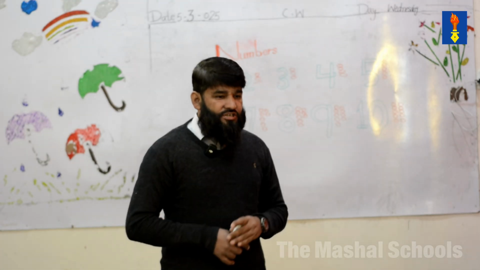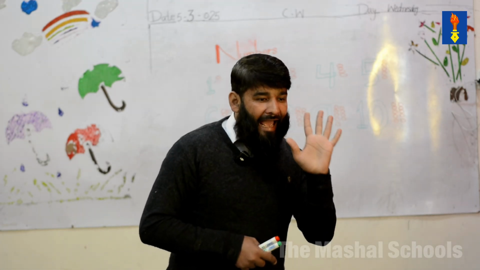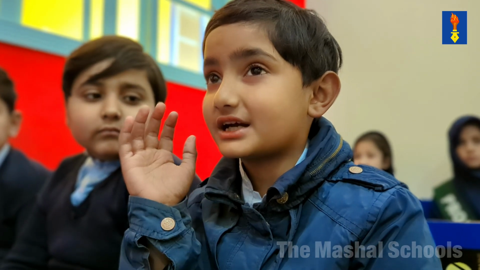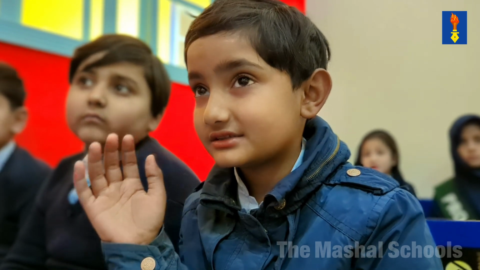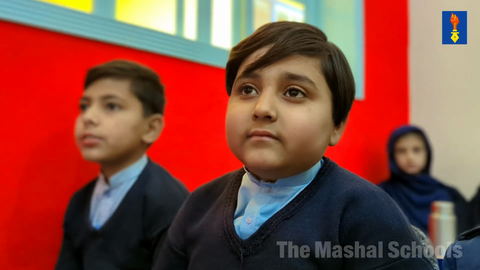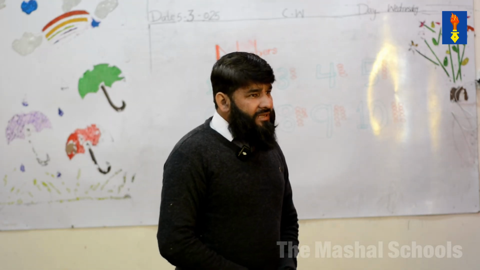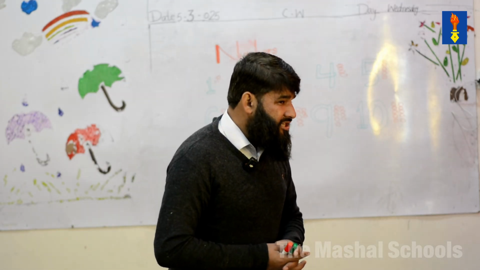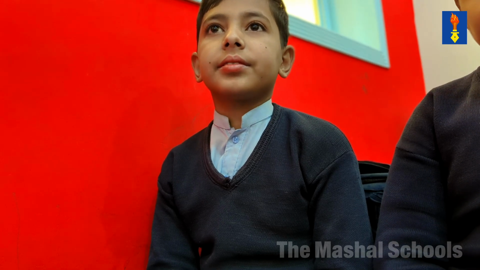Okay, Ali Raza, can you tell me how many fingers do you have in one hand? There are 5 fingers in one hand. Excellent. Okay, how many eyes do you have? I have 2 eyes. Excellent. Okay, Ahmad Waqas, can you tell me how many alphabets are there in the English language? 26 alphabets, 5 vowels and 21 consonants. Excellent. There are 5 vowels and 21 consonants.